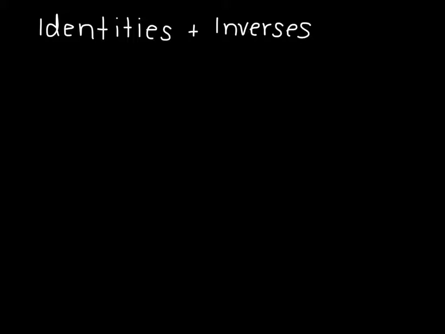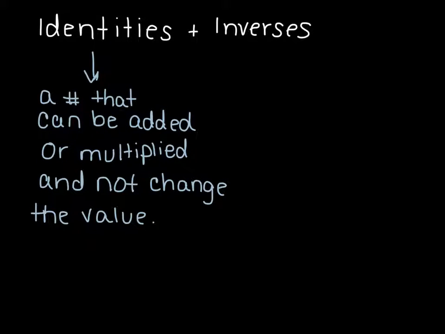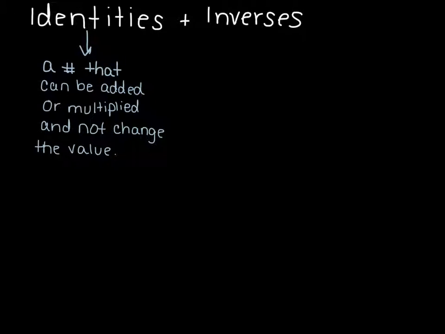Okay, so here's what an identity is. An identity is a number that can be added or multiplied by another number and not change the value of the number, okay? And I know that sounds confusing, but let me kind of show you what I mean here. Whoops. It's not working like I want it to. Okay, so I've shrunk that up in the corner just to give myself a little more space here.